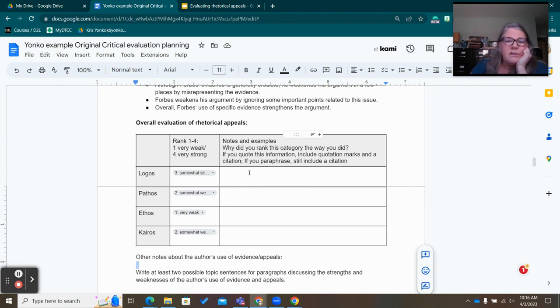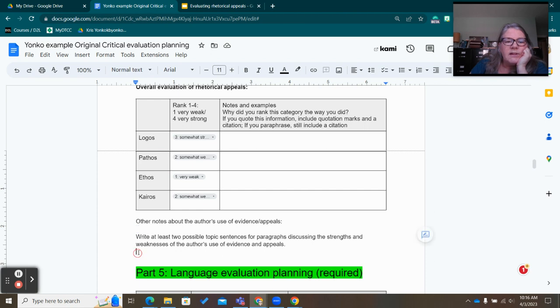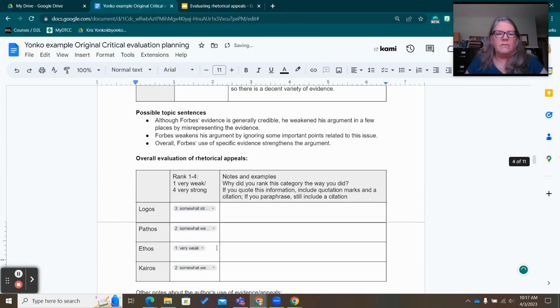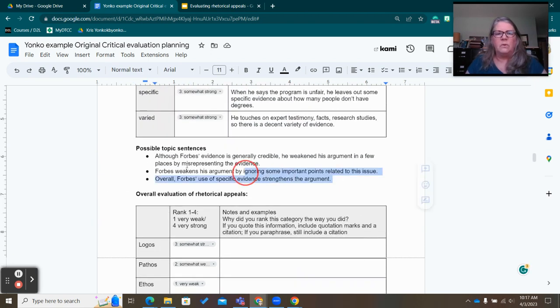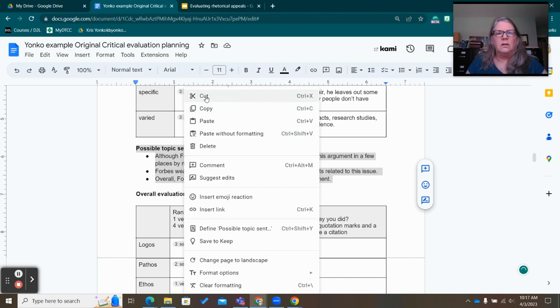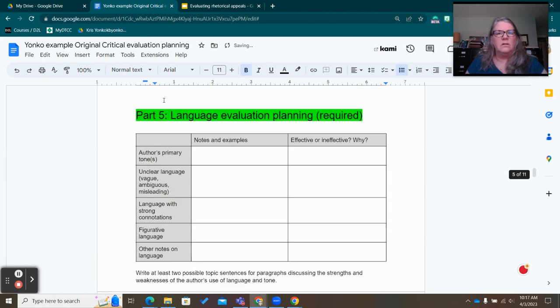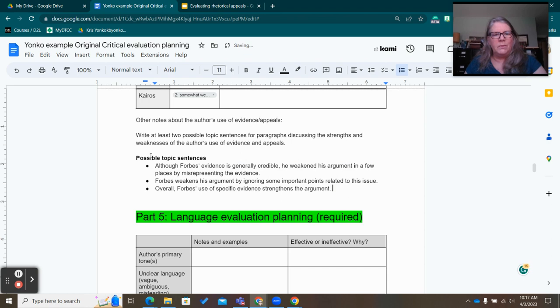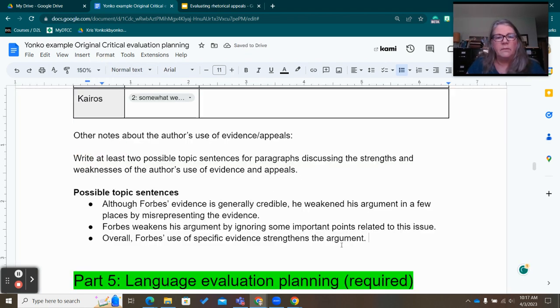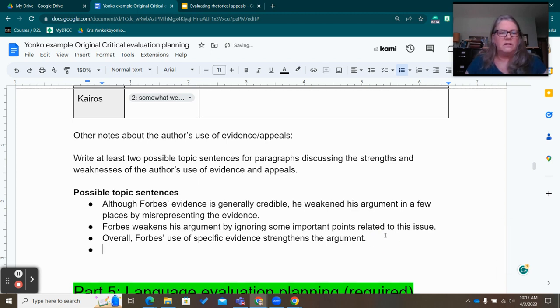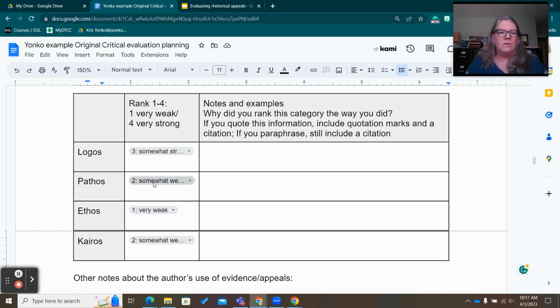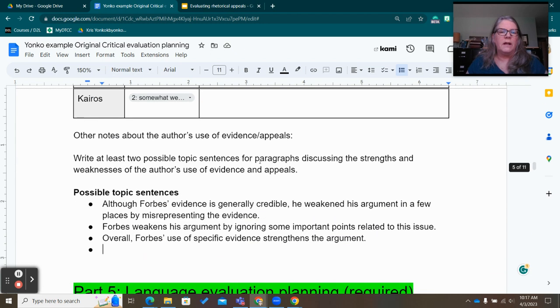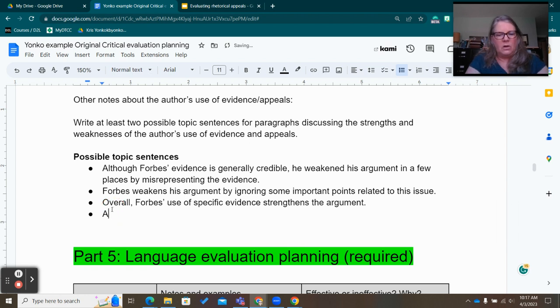So if I were going to pick one of these to talk about, remember we did topic sentences, and you only have to do 2 topic sentences for evidence and appeals together. So I might bump these down here. I'm doing more than 2 because I'm an overachiever. You can do more than 2. So if I want to do some about appeals, his pathos is somewhat weak. His logos is somewhat strong. I could do something like this.